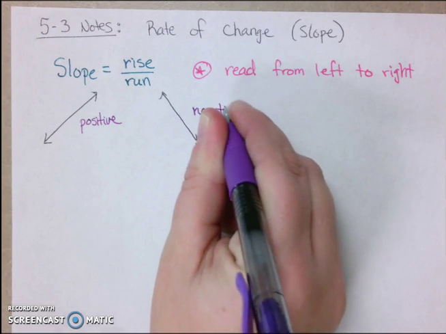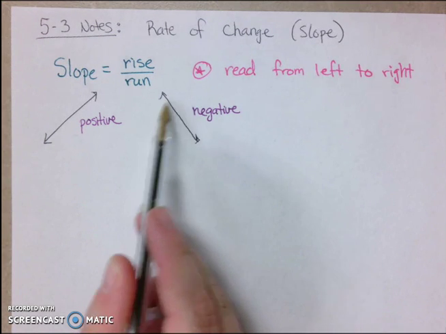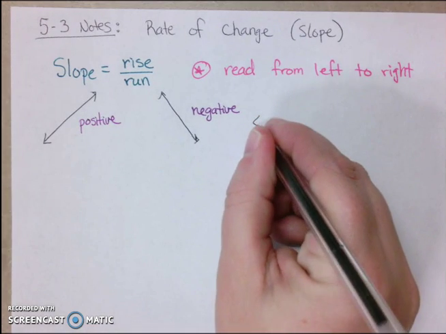Now that may sound simple and basic, but so many times I have students calculate the slope of a line going down and they'll say it's positive. So you really got to be careful and check that.